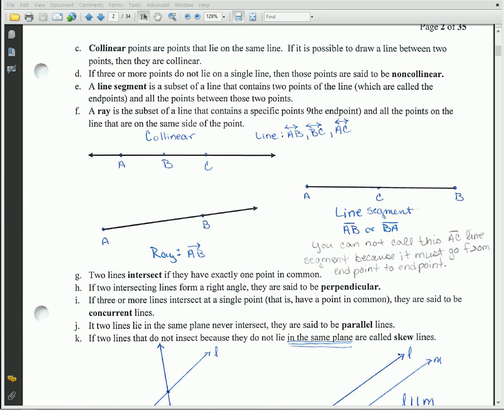It's the symbol above the letters that tells you whether it's a line segment or a ray. A ray is another subset of a line. It goes from one endpoint on to infinity in the other direction.